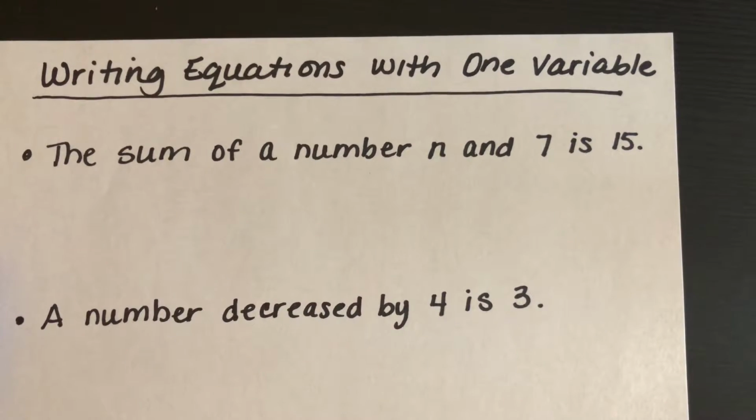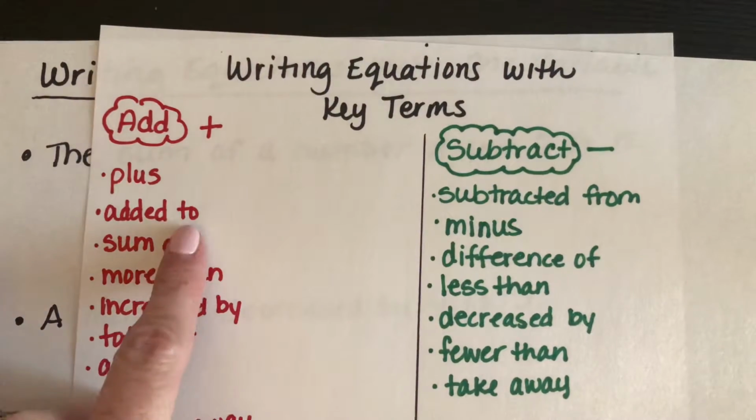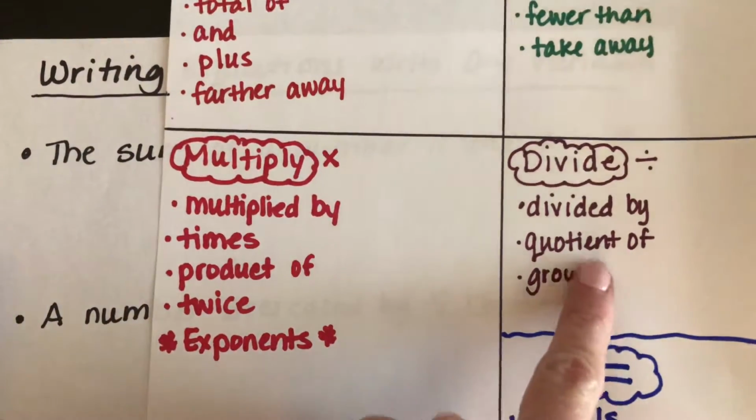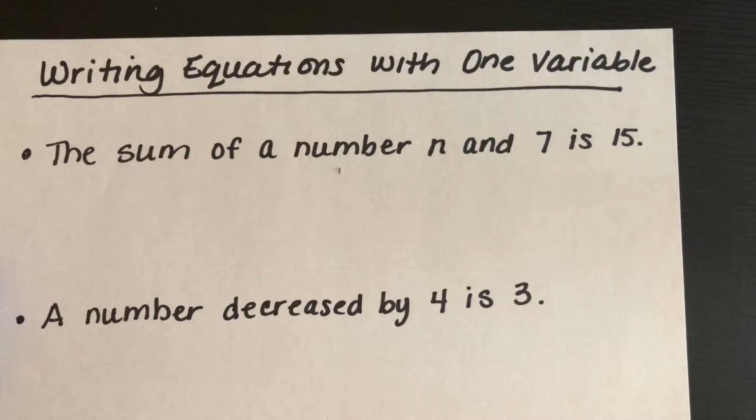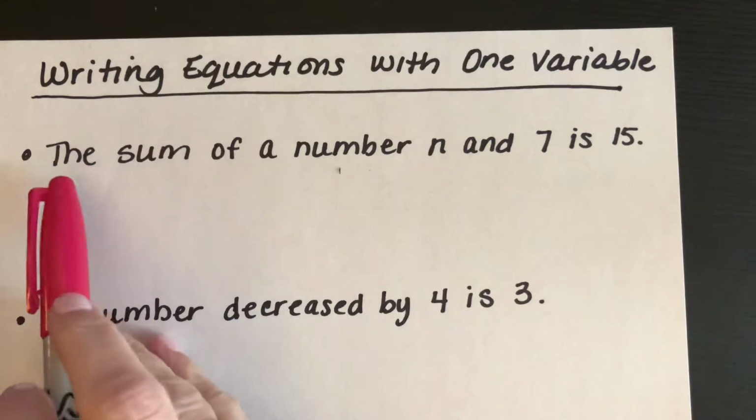So yesterday we learned about key terms. When we're writing an equation using key terms, we learned about adding, subtracting words, multiplying, dividing, and some equal terms. So now we're going to take sentences and actually make a math problem. This is what we mean. So go ahead and write this down now.